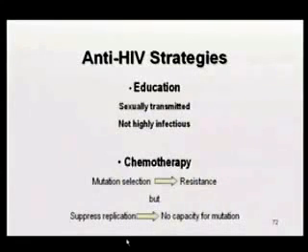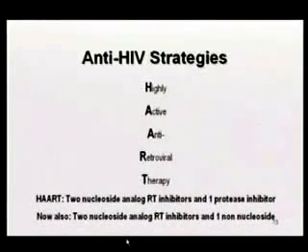Chemotherapy, as I've said, has been very useful. You get resistance if replication continues; suppress replication, and there is no resistance because of no replication. We've got the highly active antiretroviral therapies. These consist usually of 2 nucleoside analog reverse transcriptase inhibitors and 1 protease inhibitor, or 2 nucleoside analog reverse transcriptase inhibitors and 1 non-nucleoside reverse transcriptase inhibitor. And we'll look a bit more at those tomorrow morning.